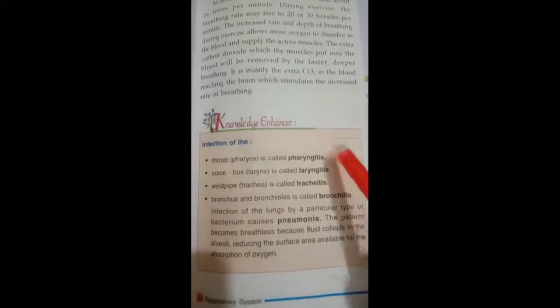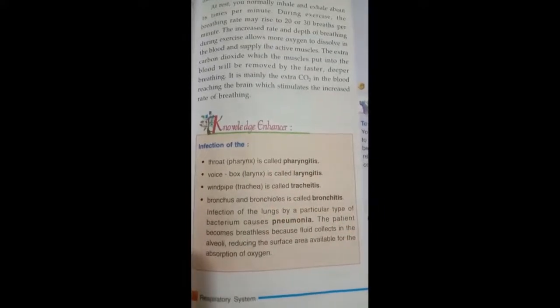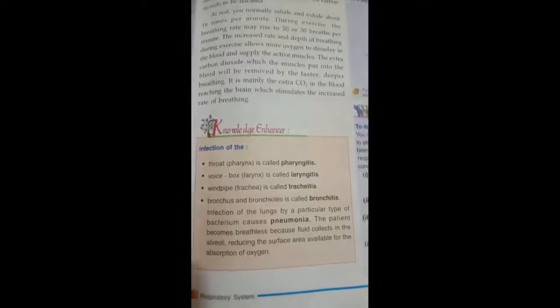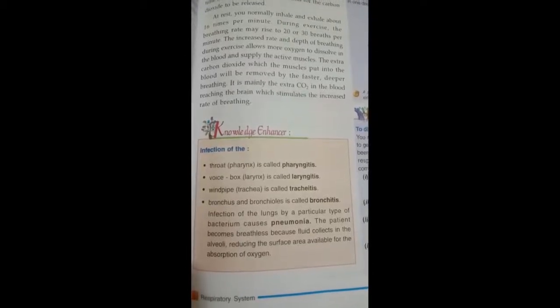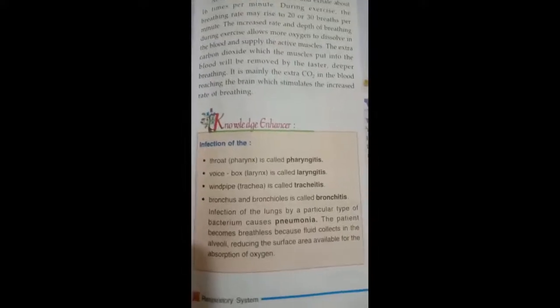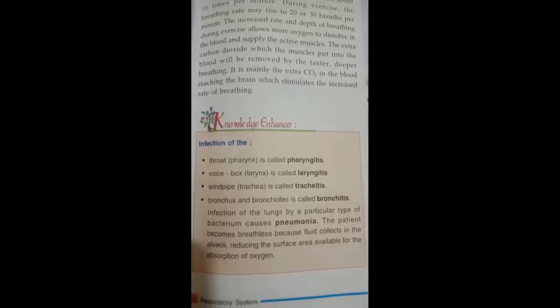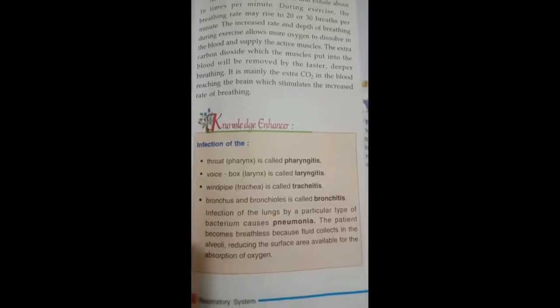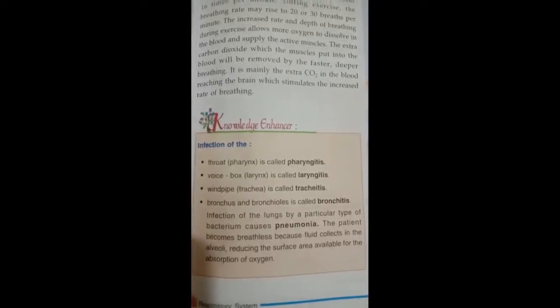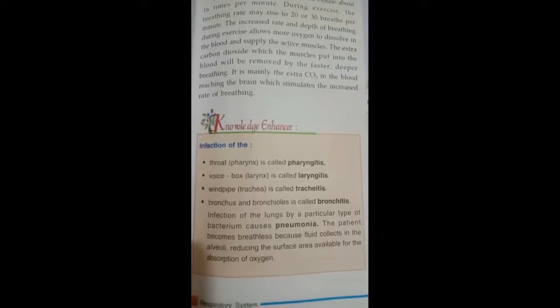Now students, this knowledge enhancer box is very important. Here you will get different types of infections: of the throat, known as pharyngitis; voice box or larynx, known as laryngitis; windpipe or trachea, known as tracheitis; bronchus and bronchioles infection is known as bronchitis. Now infection of the lungs by a particular type of bacterium, Clostridium pneumoniae, is known as pneumonia.